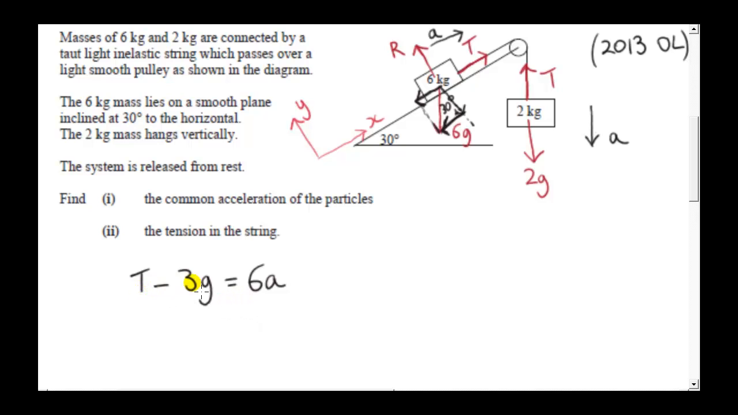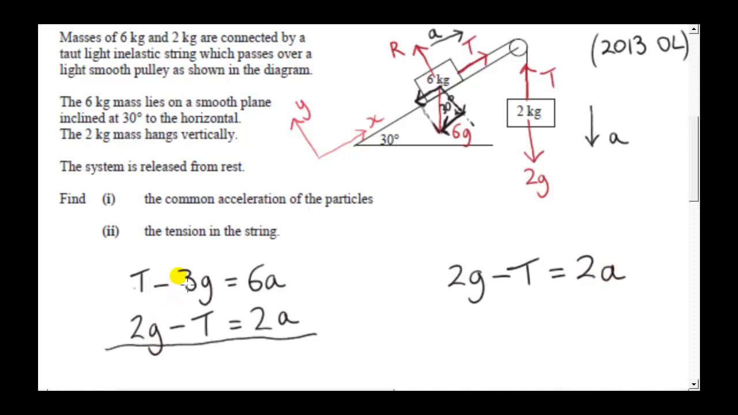So here we have an equation in two unknowns. Now let's look at the 2 kilogram mass. Downwards is positive for this, so the resultant force on it is 2g minus t. And by Newton's second law, that's equal to its mass, which is 2, times its acceleration, which is a. So we solve between the two equations.